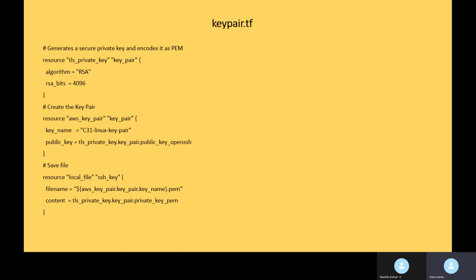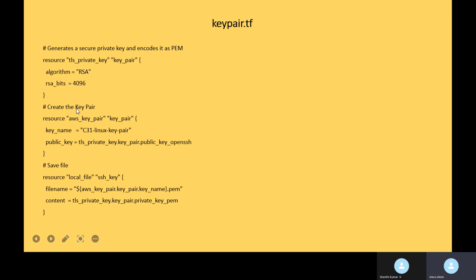So next, I will create one key pair in the Terraform script. First we need to generate a secure private key, and we can encode it as a PEM file. For that I will take a resource tls_private_key with the key pair name, and this is the algorithm.